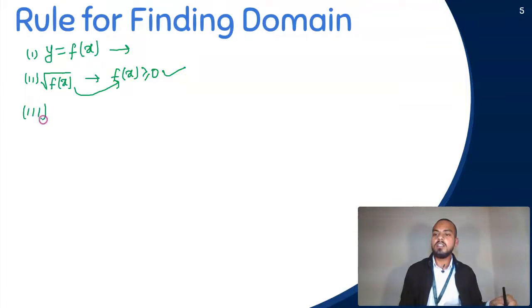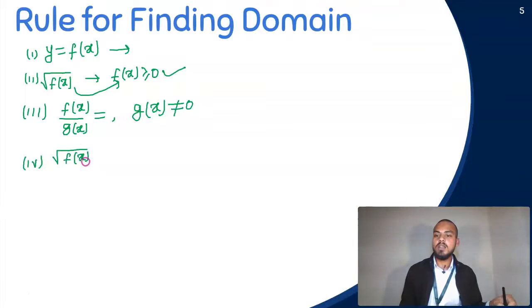Suppose algebraic functions are given in this form, that is f(x) divided by g(x). You know that the denominator of any function can never be 0, because if the denominator is equal to 0 then the function is not defined. So in this case you can use the condition denominator not equal to 0. But suppose our function is given in this form, the square root of f(x) divided by g(x), then how will you find the domain for this function? So simply you can write this condition, that is f(x) ≥ 0 and g(x) ≠ 0.